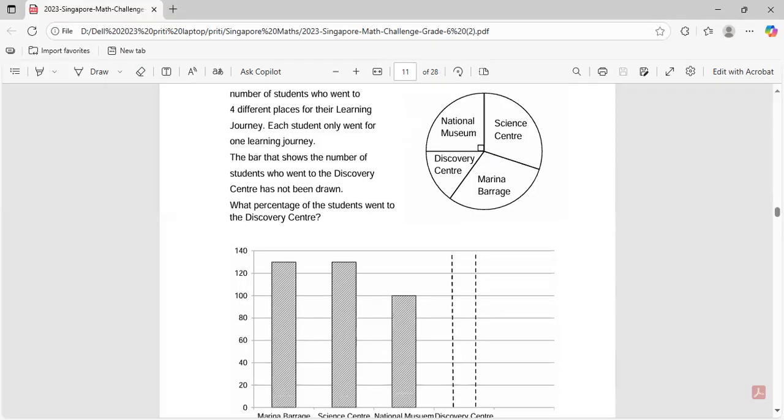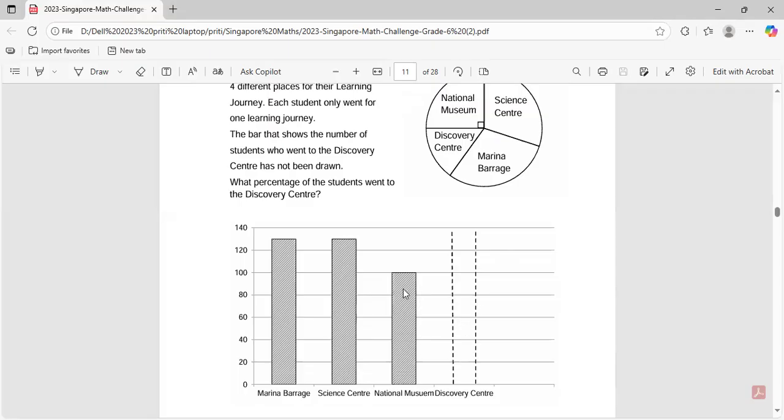Now, what information is given? I have been given a pie chart and a bar graph, and in the bar graph, the number of students is mentioned, right? And here, one piece of information: either you measure these angles with a protractor or we can use this. This is 90 degrees. So basically this is 90 degrees over 360 degrees because one whole circle is 360 degrees. So National Museum is 1/4 of the total, right? Now in this case, National Museum is 100 students, so 1/4 of the total is 100 students. So total students will be 100 times 4, which is 400 students.